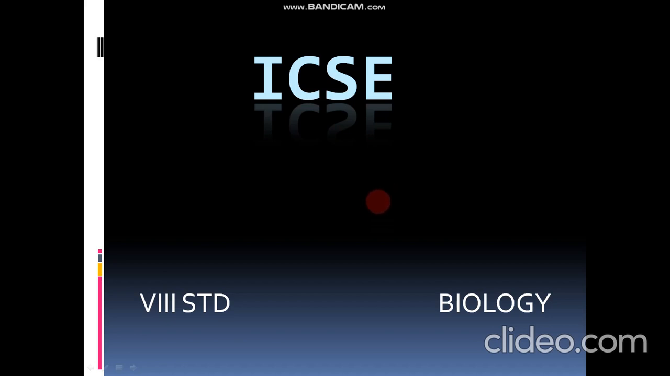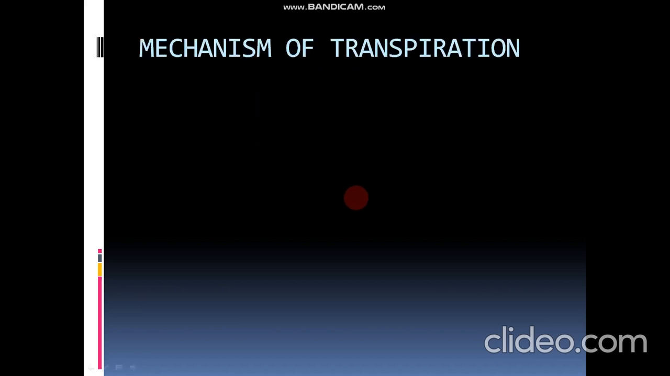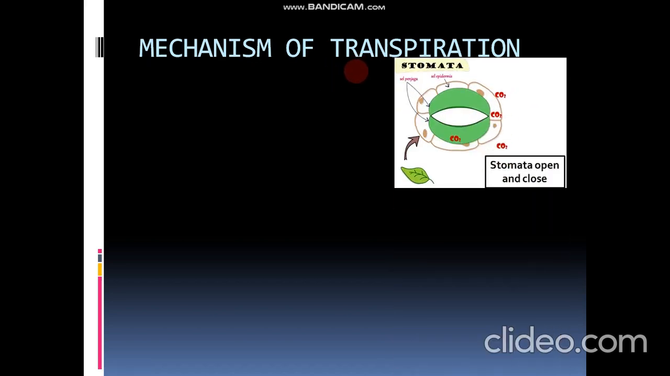Today I am going to teach 8th standard biology, first lesson, Transport in Plants. This lesson, the last topic, last class of this lesson, is the mechanism of transpiration. See the picture. So what is transpiration? Loss of water in the form of water vapor.